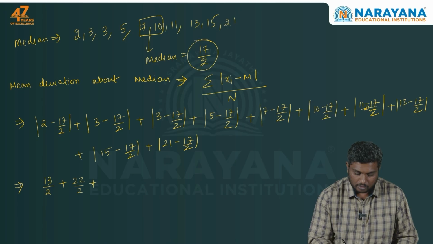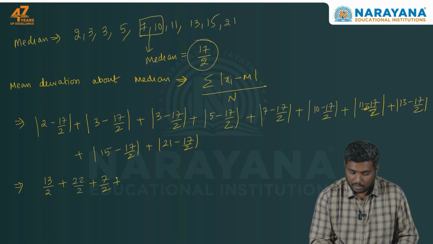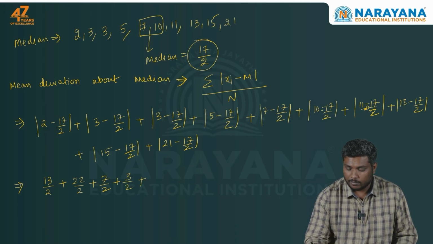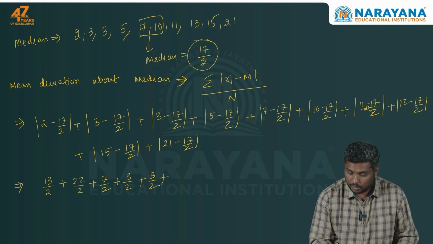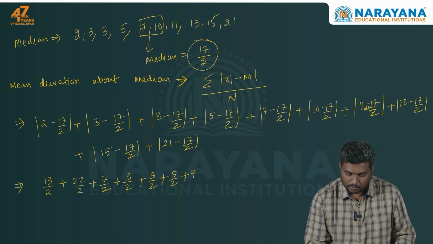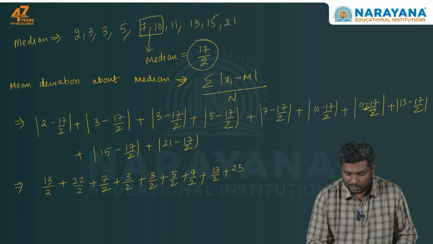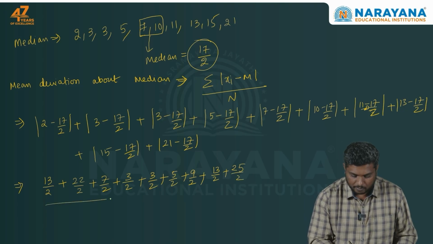So anyway, 2 is common everywhere, but I'll still write it. 10, 7 by 2 and 14, 3 by 2. 2 tens are 20 minus 17, 3 by 2. 22 minus 17, 5 by 2. 26 minus 17, 9 by 2 plus 13 by 2 plus 42 minus 17, which is 25. 25 by 2 whole divided by 10.